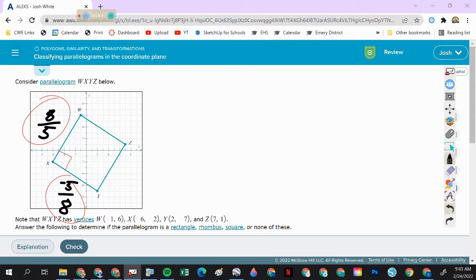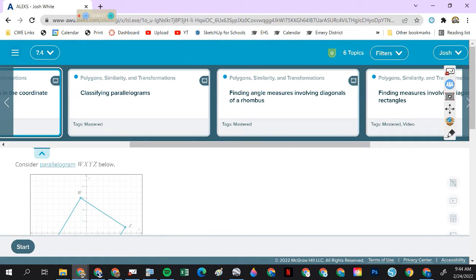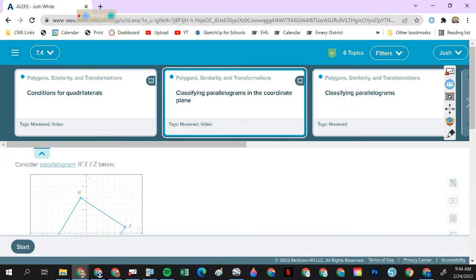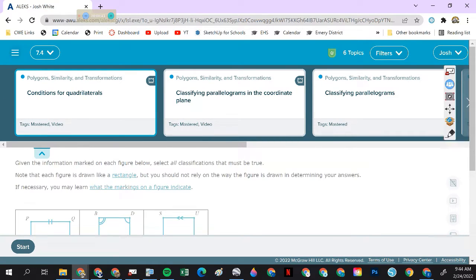So this one, we were told it's a parallelogram, and we know that those two sides are equal, and we know that the slopes are negative reciprocals of each other, which means you have right angles. So because this side equals this side, we know all the other sides equal. And because that is a right angle, we know that all the others are right angles. So it is a rectangle, it is a square, and it is a rhombus. And the last one.